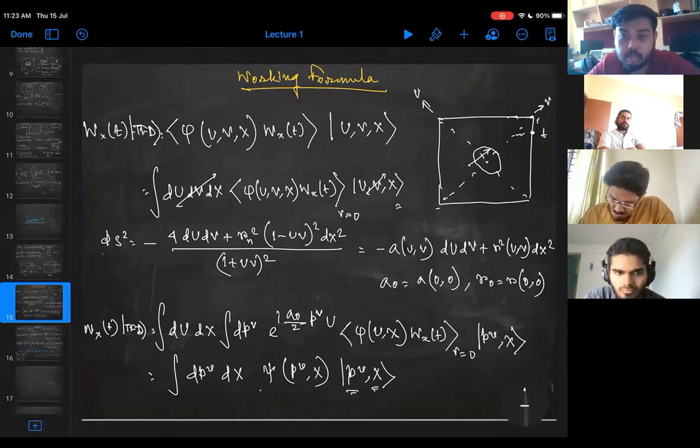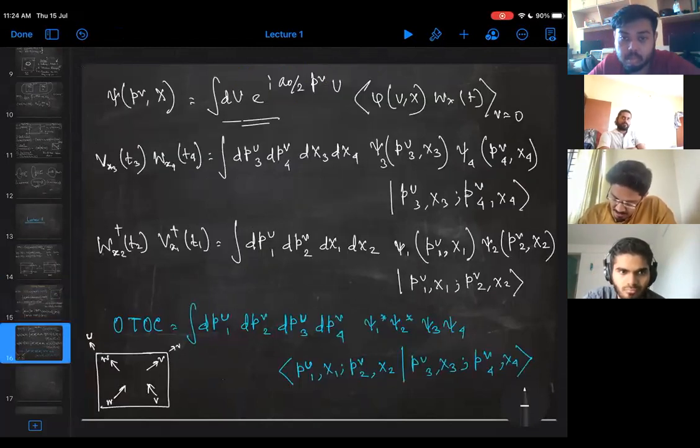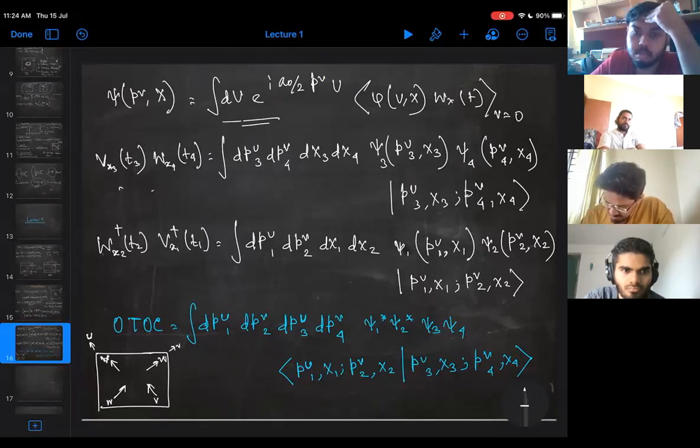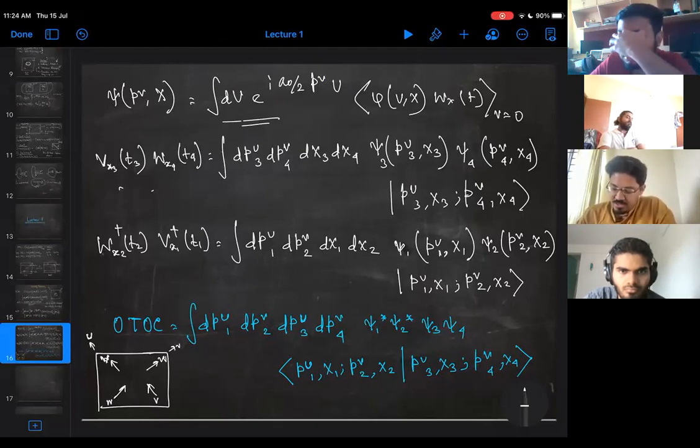Now we can generalize to two particle states. So remember that this V particle travels along the U axis because the W particle travels along the V axis. So essentially we can do this in a similar way. So there you have these two wave functions and this two particle state, which is like a tensor product of one particle states. So essentially now the overlap boils down to this product of wave functions. Here we have taken a dagger.